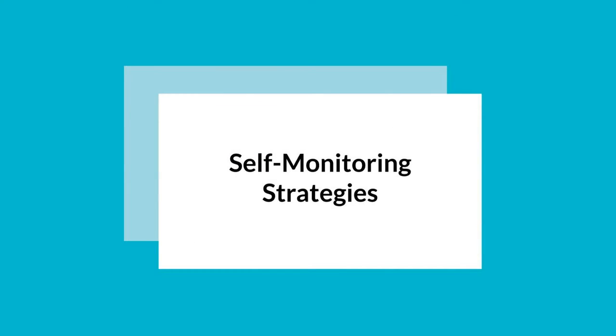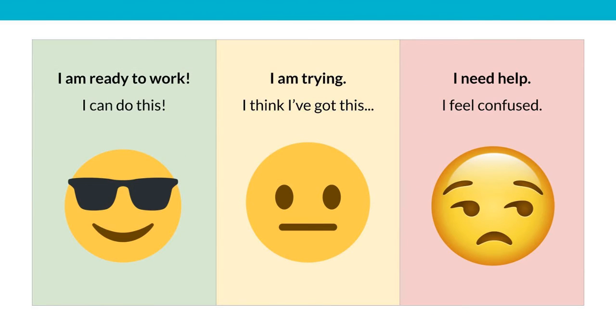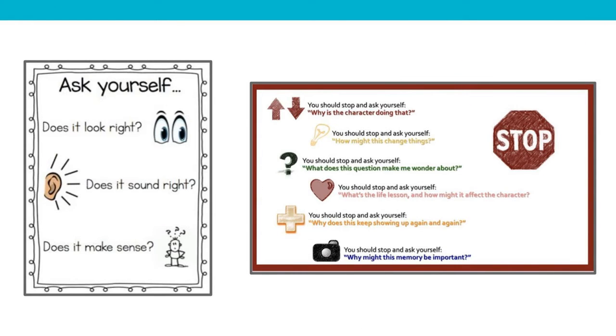Self-monitoring strategies. Self-reflection, which includes questioning and self-talk. Our youngest learners in TK through first grade might self-monitor their understanding of directions using a combination of written and visual cues. Elementary learners might make a plan to read a passage and answer questions. In order to make sure their actual work matches the plan, they will need to self-monitor their comprehension by asking themselves questions as they read.